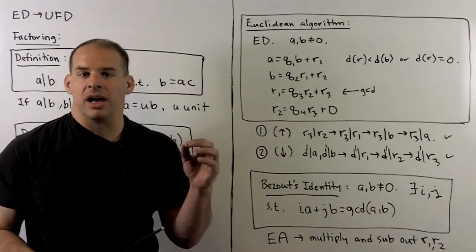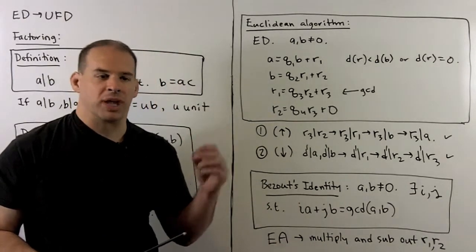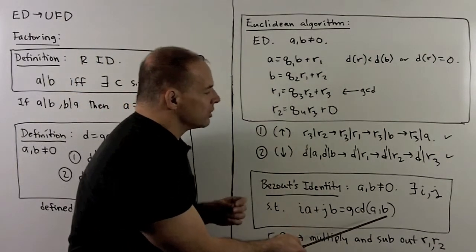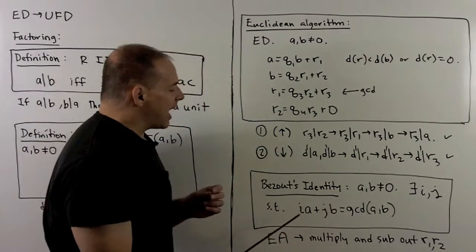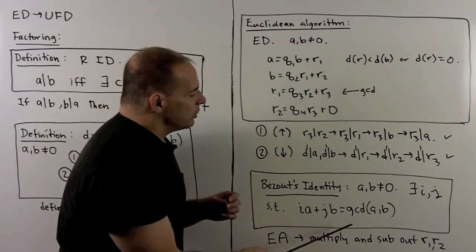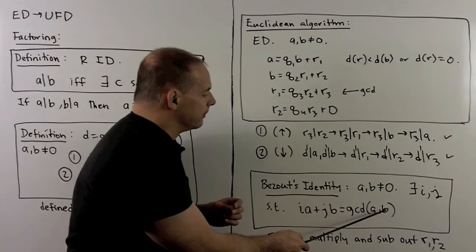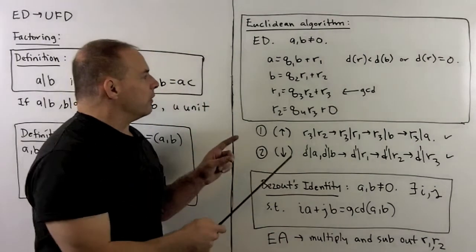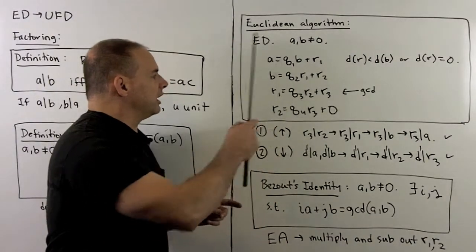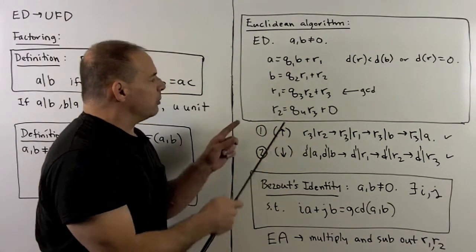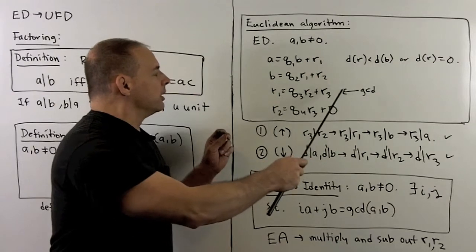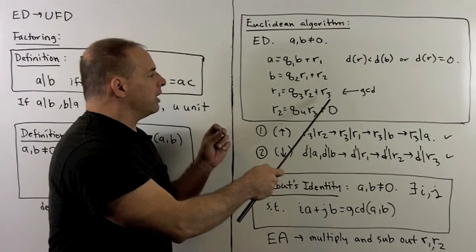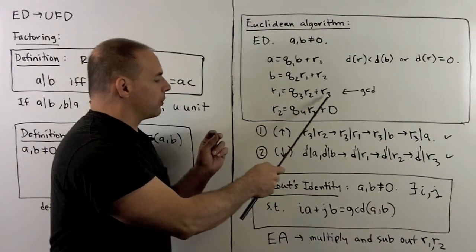Now, an immediate consequence of the Euclidean algorithm is the Bezout identity. So if we have A and B non-zero, then there exist I and J in the ring such that IA plus JB is equal to the greatest common divisor of A and B. Now, this is just bookkeeping. If we have these equations from the Euclidean algorithm, this is just multiplying and substituting so that I can remove all the R's except for R3. So we'll get an equation in A, B, and R3.